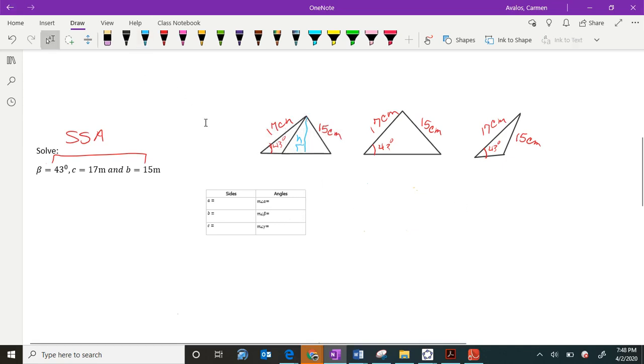Okay. So what do we do? In order to do that, it's going to be opposite. So I know I'm going to use SOHCAHTOA for a right triangle.